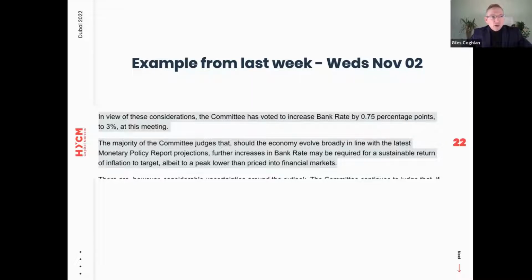The majority of the committee judges that should the economy evolve broadly in line with the latest monetary policy report projections, further increases in bank rate may be required for a sustainable return of inflation to target, albeit to a peak lower than priced into financial markets. Now that's crucial, because what the Bank of England is then saying to the market is, you think the pound is expecting higher interest rates than we're expecting.